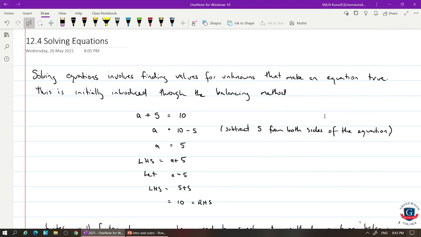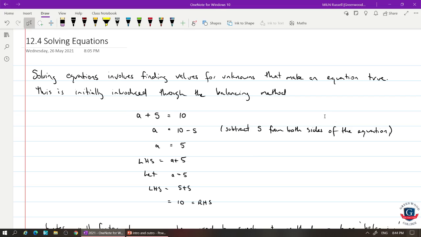Hi everybody. I thought we would have a quick review of solving equations. So solving equations involves finding values for unknowns that make an equation true. Sometimes they can be called finding roots when we're looking to find when an equation equals 0. And initially we introduced this through the balancing method.